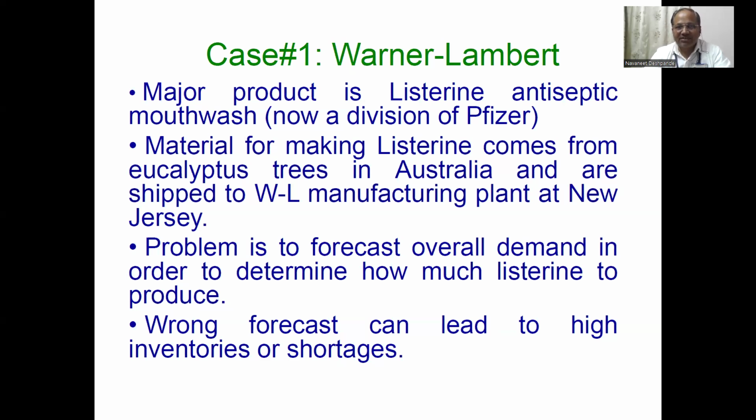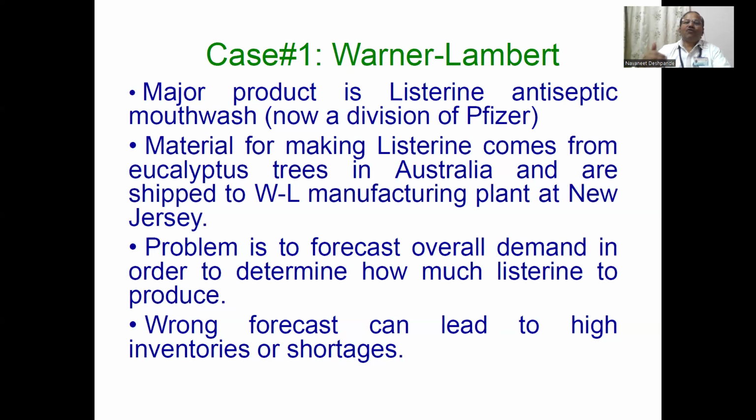Material for making Listerine comes from eucalyptus trees in Australia and is shipped to the Warner Lambert manufacturing plant in New Jersey. So the concern of the company was raw materials in Australia and the manufacturing plant in New Jersey, USA. The problem is to forecast overall demand in order to determine how much Listerine has to be produced in the first place.